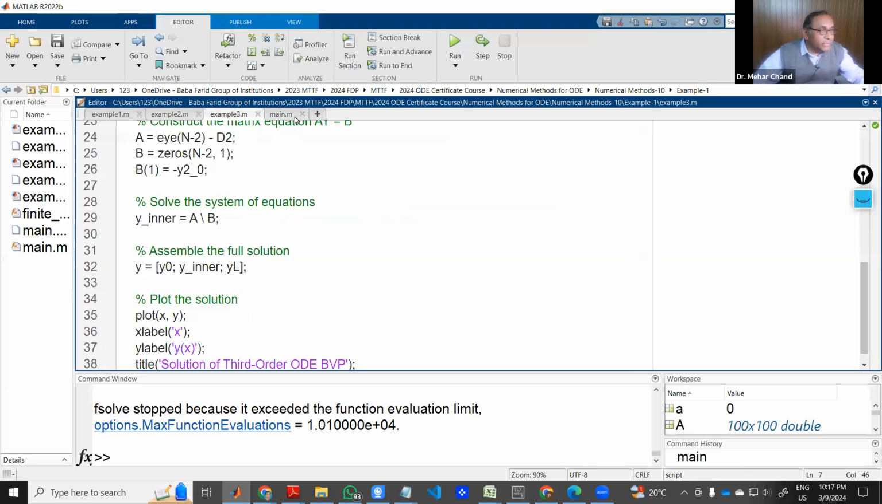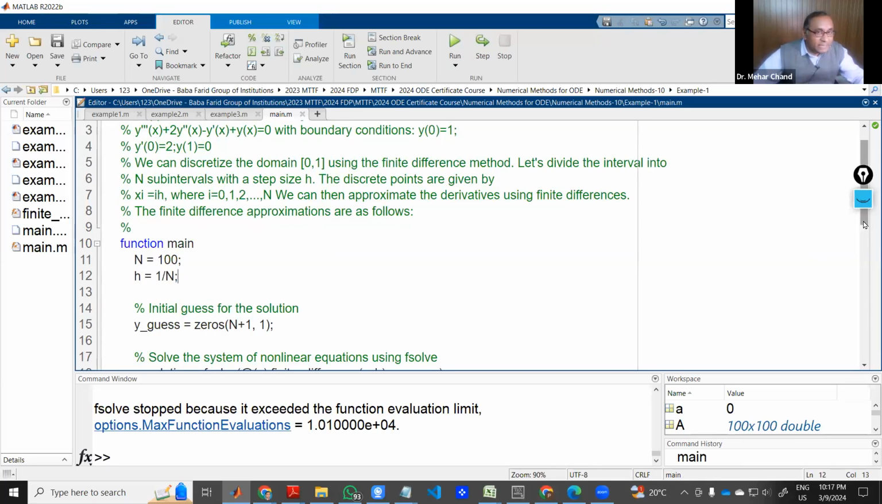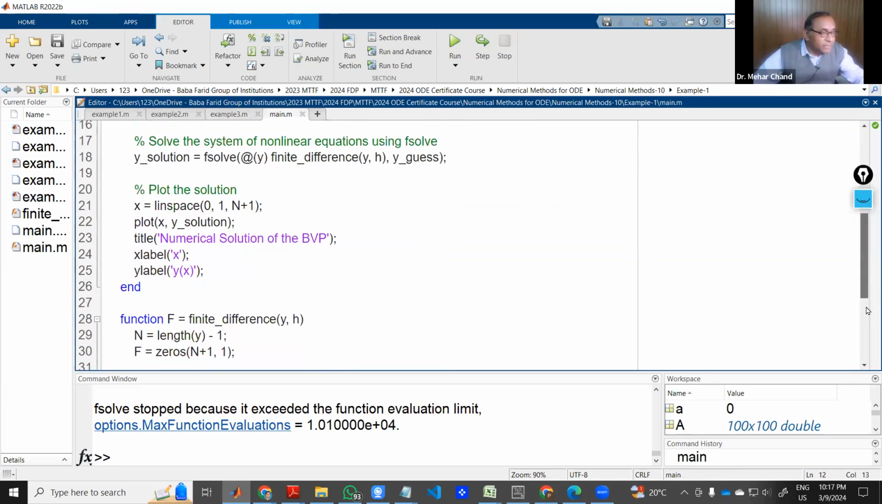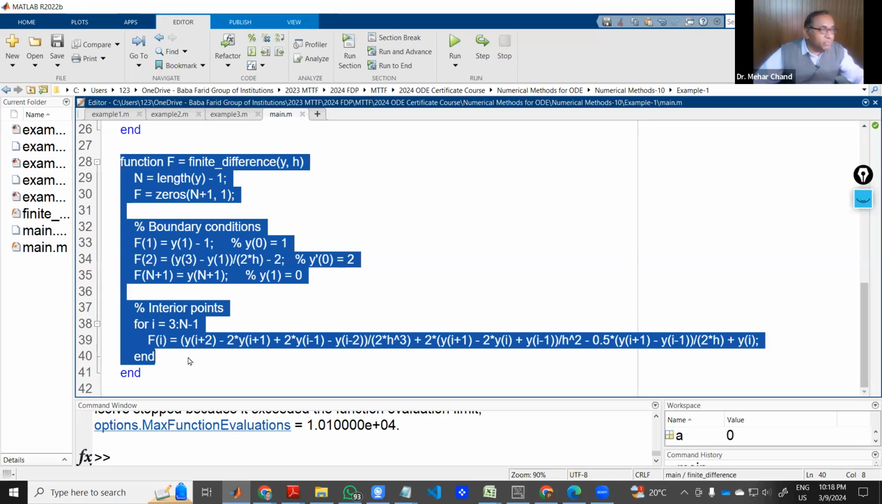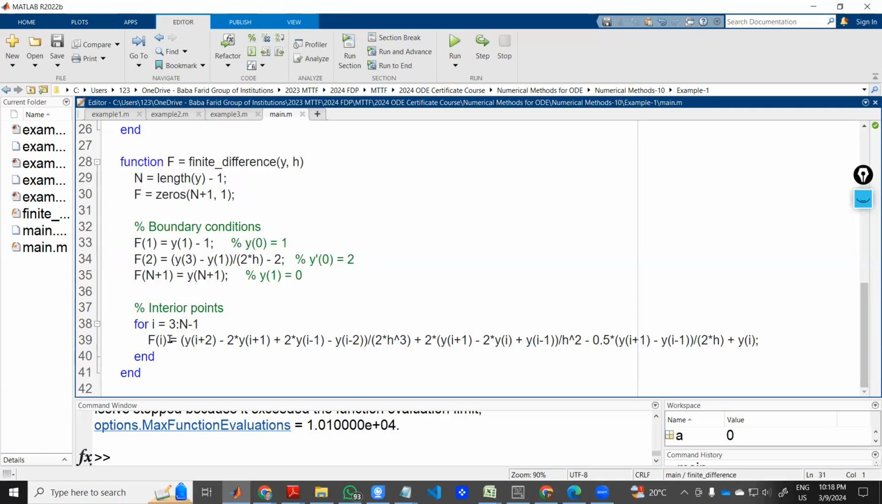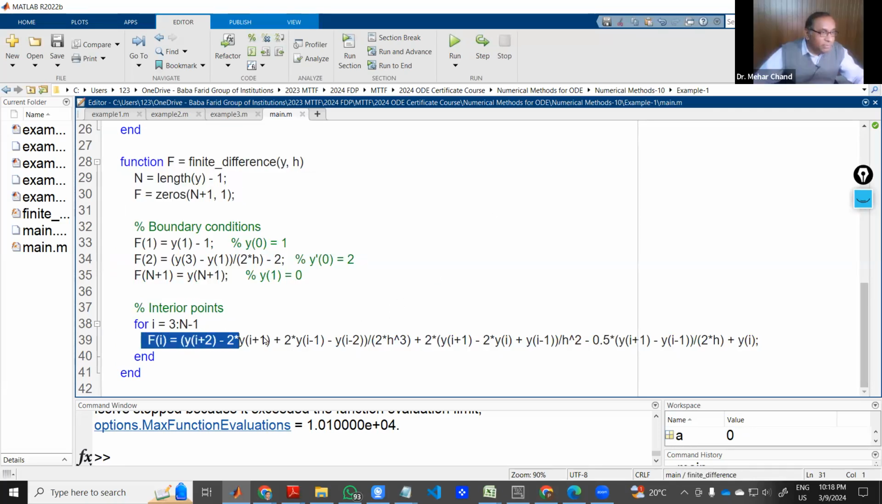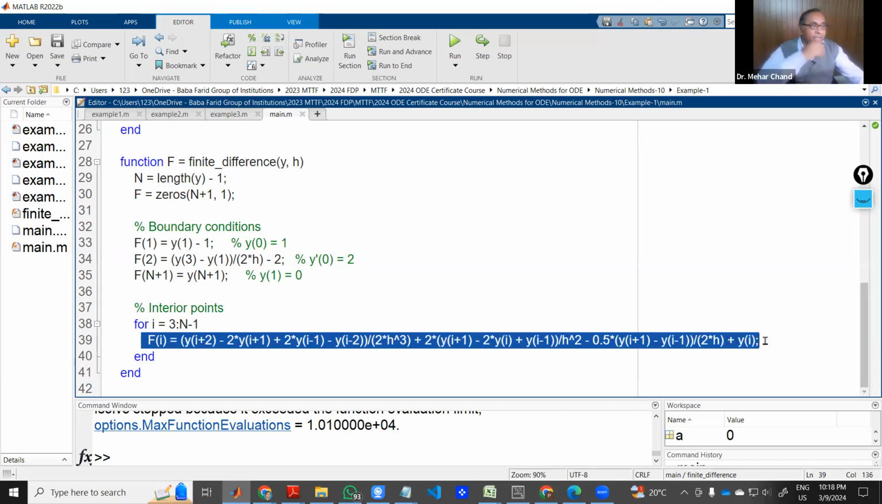So is there any question in this example? Yes, please. Sir, fsolve is for solving a system of equations? Yes, this function will solve the system of equations, because all the equations will be generated from this place when you take i equal to 1, 2, 3 and so on.